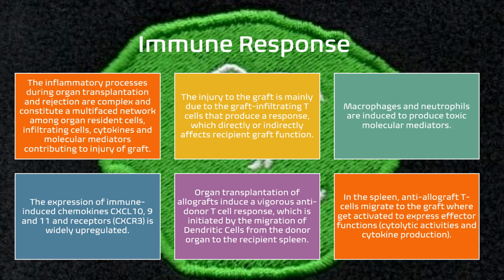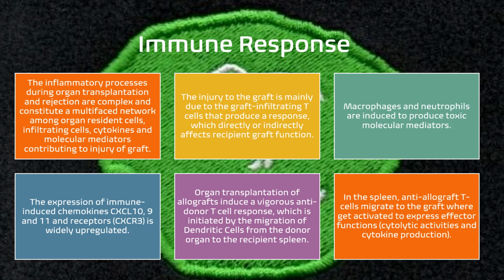And then at the same time, you have macrophages and neutrophils. Macrophages and neutrophils are important hematological components, and these are important in that they are induced to produce toxic molecular mediators. At the same time, the expression of immune-induced chemokines, for example CXCL10, 9, and 11, and the receptor, one of the most cited receptors in the context of transplant immunobiology works, CXCR3, is upregulated.